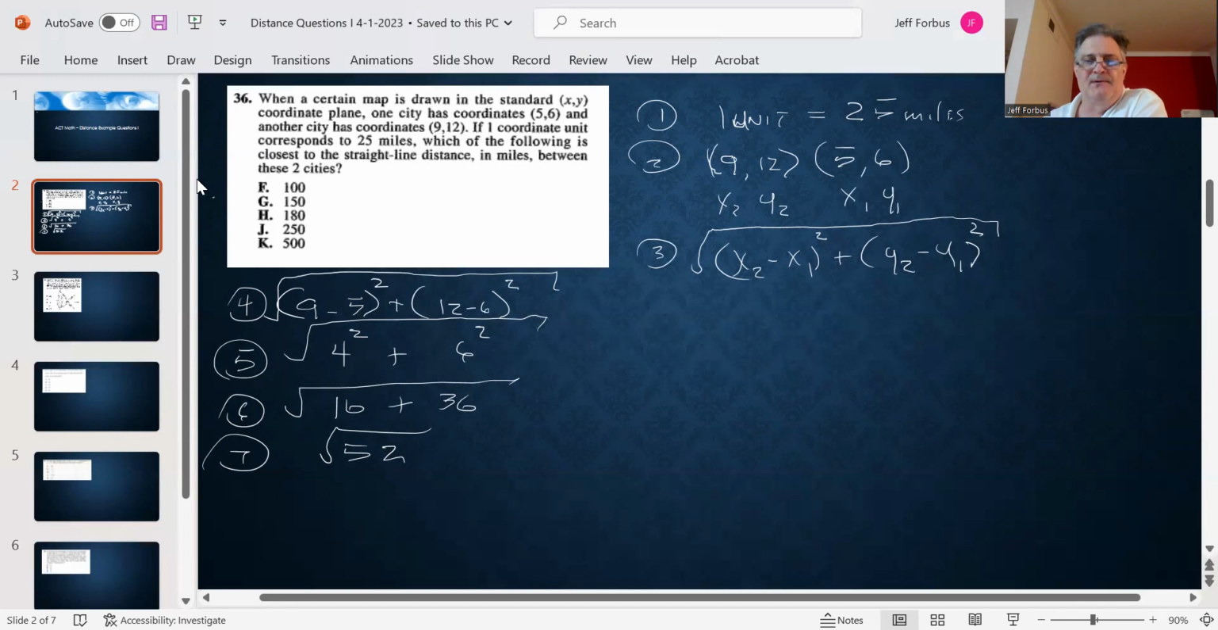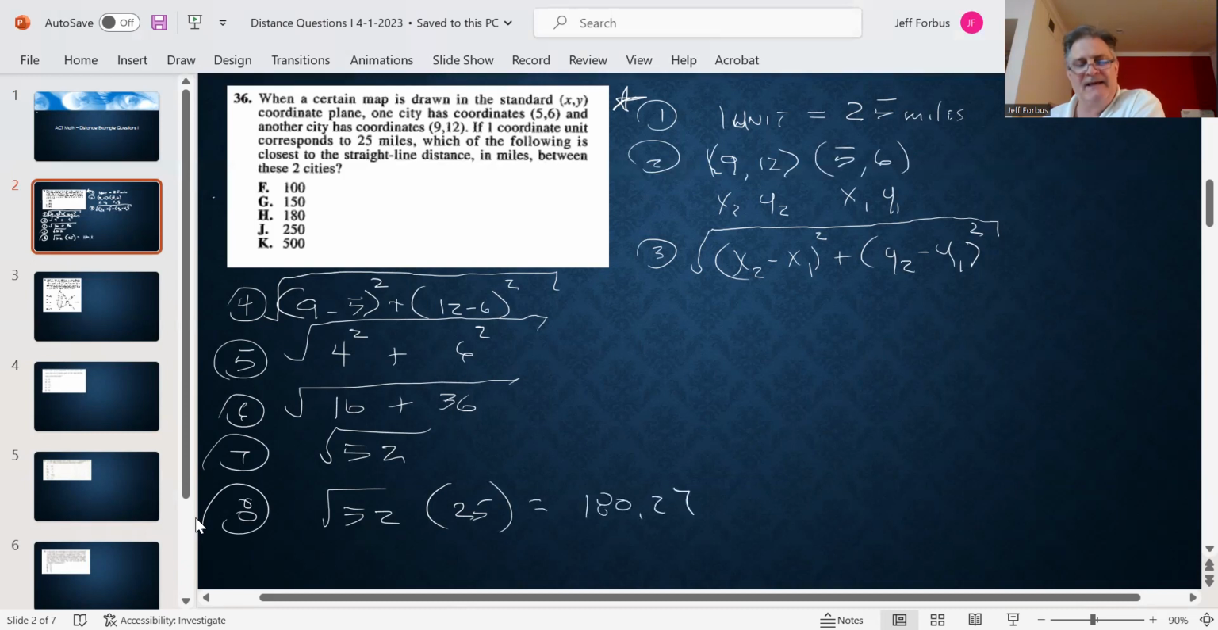Now we need to take in our conversion factor. 1 unit is equal to 25 miles. So we're going to take the square root of 52 and multiply it by 25. And when we do that, and use your calculator for this, you're going to get 180.27. Notice the question says closest to the straight line distance. So 0.27 will round down to 180, which is answer choice H.